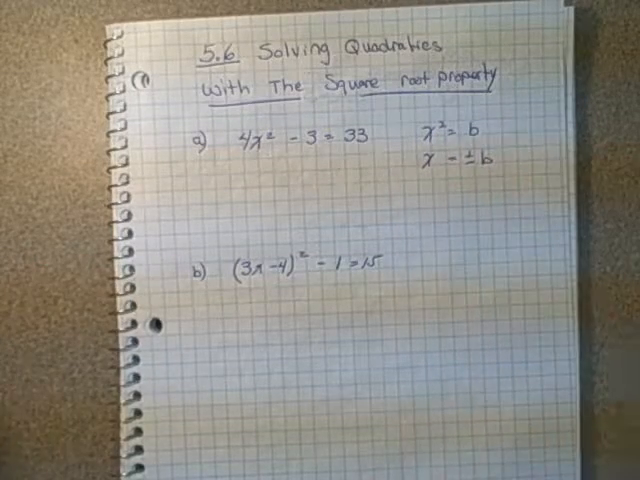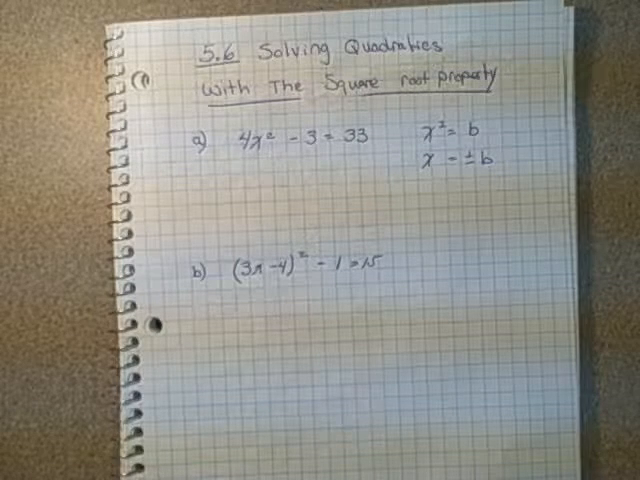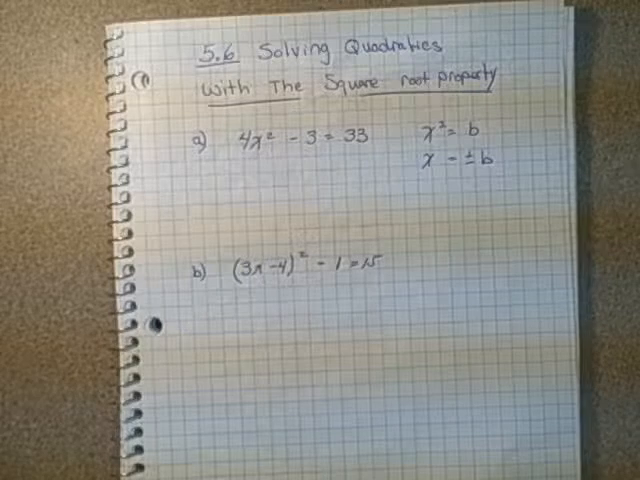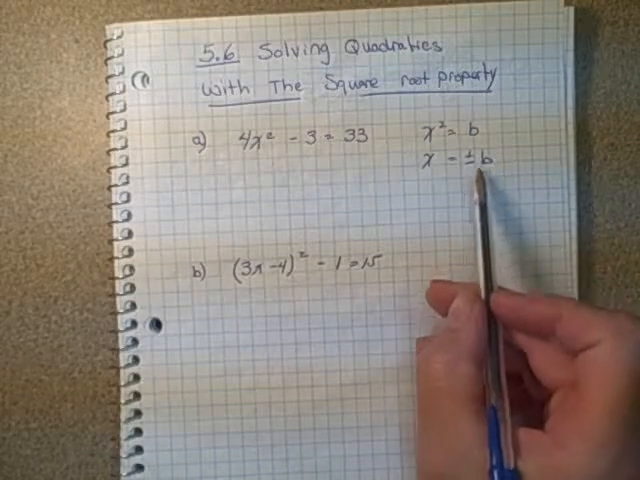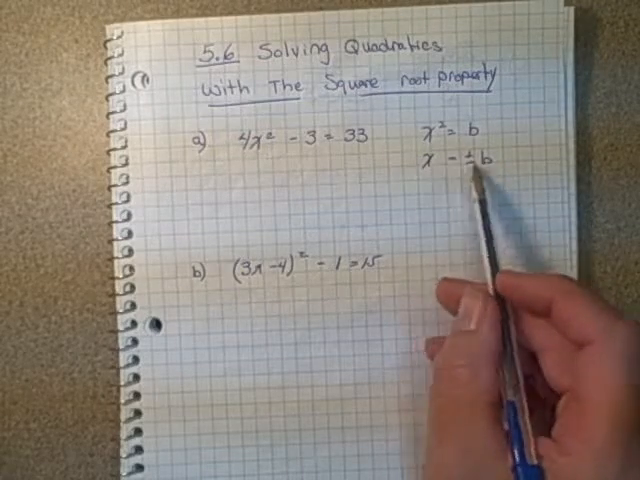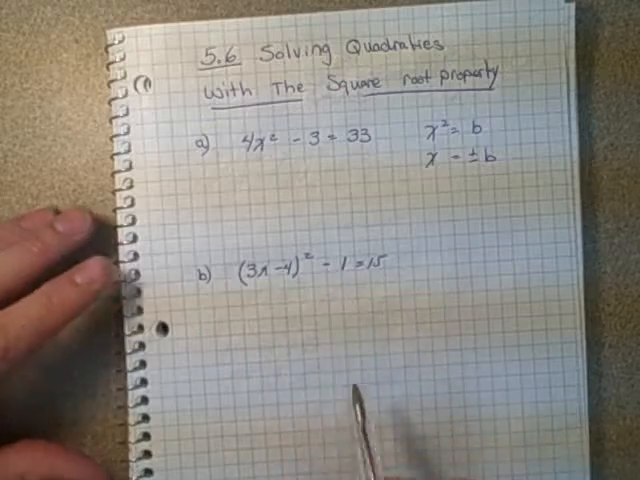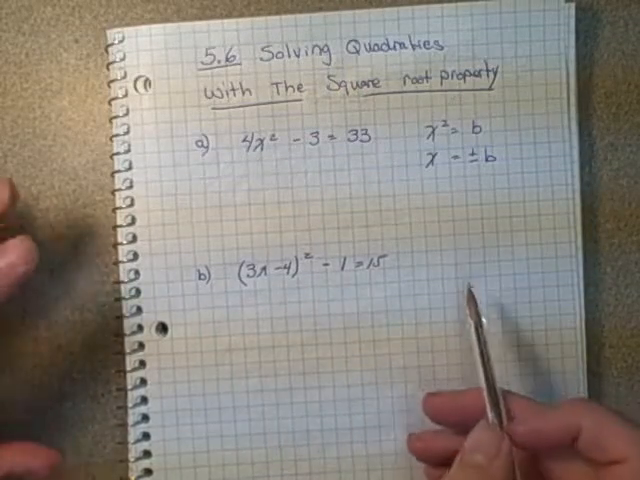Remembering that when you square 4, 4 times 4 is 16. Also, you have to remember that 16 is also negative 4 times negative 4. So be careful that you don't forget about the plus or minus in the square root property. So we're going to use this square root property to solve a few examples here. And there are 3 or 4 basic types of examples.